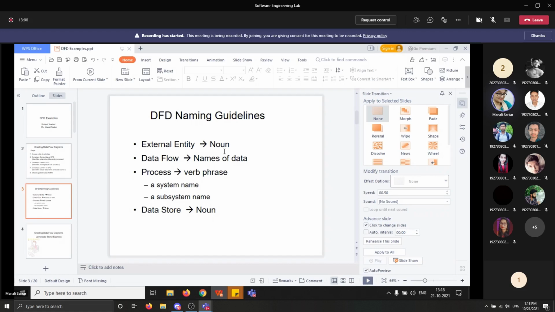Next is data flow. Data flow means the names of those data, so the names of those data will be the data flow part. Processes: whenever you see any verb, that means it is a process, that is a system name or a subsystem name. And data store is also a noun.